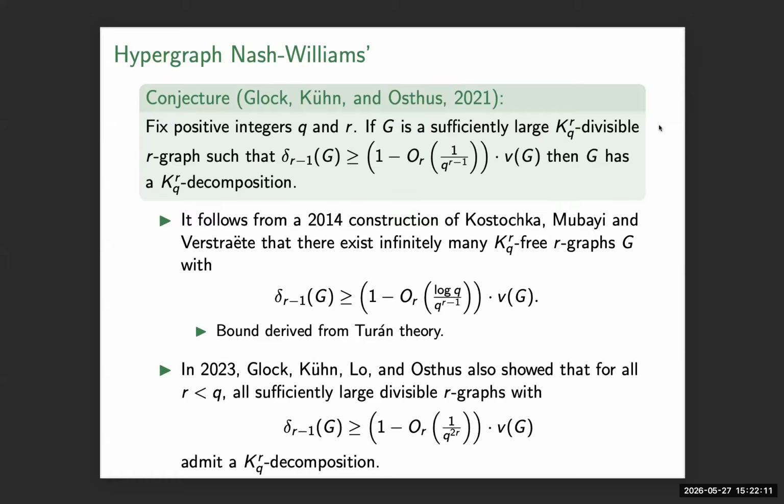And then in 2023, Glock, Kühn, and Osthus showed that for all r strictly less than Q, all sufficiently large divisible r-graphs with minimum (r-1)-degree at least 1 minus something on the order of 1 over Q^(2r) times the number of vertices admit a K_Q^(r)-decomposition. So we were looking at this problem and we felt like there's quite a bit of space between the best known upper and lower bounds given here. So we felt like we had some room to play.